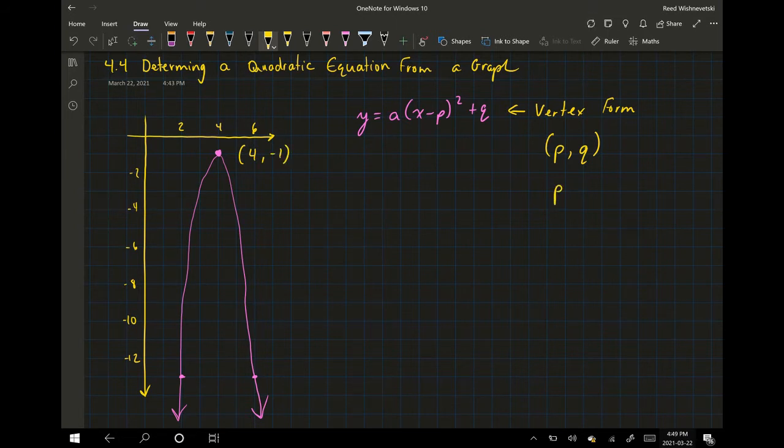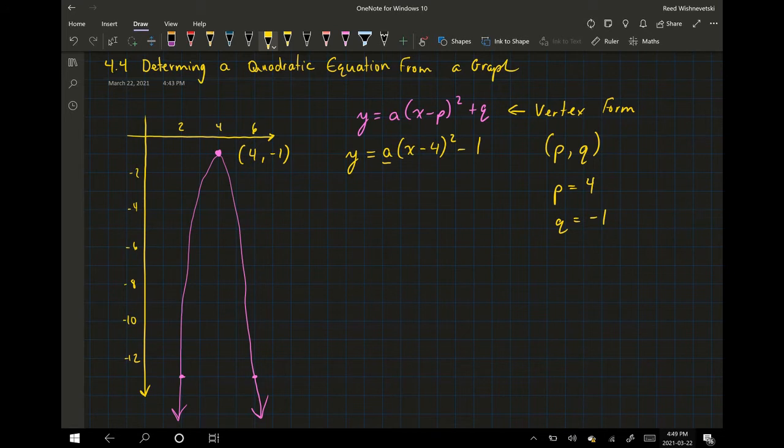Okay, so that means that our p is equal to 4 and our q is equal to negative 1. So we're going to go ahead and plug that into our equation here. So y is equal to a times (x - 4) squared minus 1. Okay, so now what we're going to have to do is solve for a. So in order to do that, we're going to have to plug in a coordinate so that we can fill in our x and y variables.